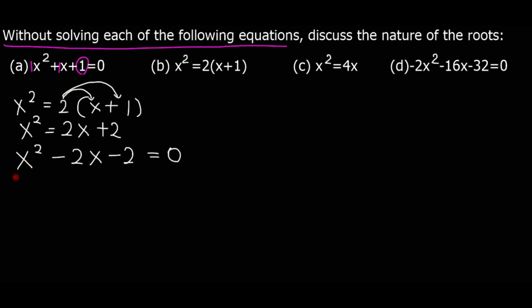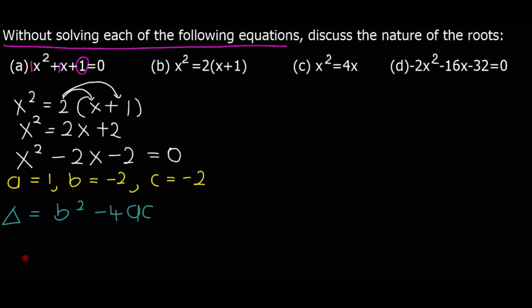So from there, A is 1, and B is minus 2, and C is also minus 2. So from there, let's use the discriminant. Okay, B squared minus 4AC. So now let's substitute. B squared minus 4, and then A is 1, and C is negative 2, and the answer is positive 12. Okay, press the calculator, it will be positive 12.